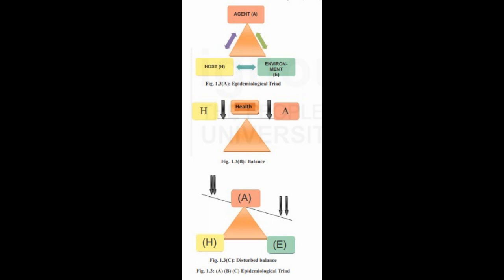1.5 Natural history of disease. Complete course of a disease from the time a human host is exposed to the disease agent in an environment to its final outcome is termed the natural history of disease.